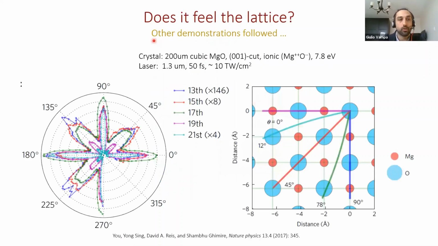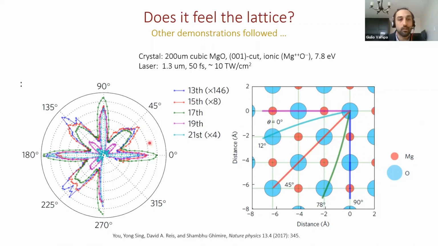Now, following the work on zinc oxide, there have been other demonstrations of how sensitive it is to the crystal orientation. Most notably, if you go into the XUV, you take a magnesium oxide crystal, thinner in this case, 200 micron. It's a cubic crystal, as you can see here. A cubic crystal has this arrangement of magnesium and oxygen in the 001 plane, which is basically a cut of the surface of the cube.